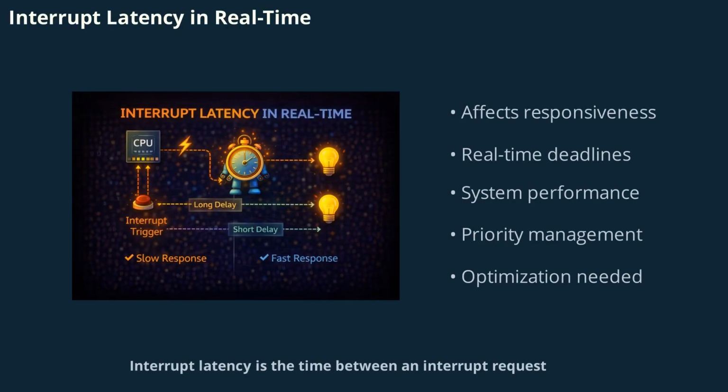Interrupt latency is the time between an interrupt request and the start of the interrupt service routine, ISR. In real-time systems, low and predictable latency is crucial for meeting deadlines and ensuring system responsiveness. Factors affecting latency include processor speed, interrupt priority, and the current state of the processor. Optimizing for low latency is a key consideration in the design of real-time embedded systems.